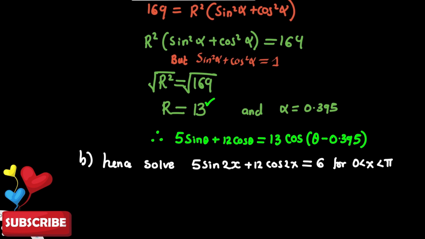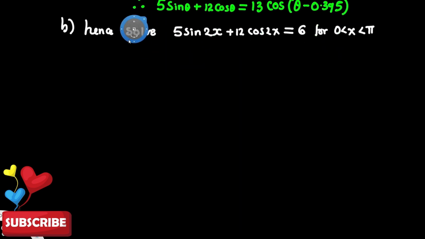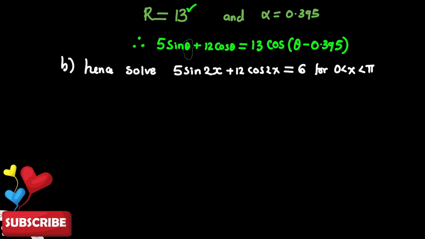All right, so let us move on and see what we are expected to do here. So we can write this equation on the left hand side in part B. 5 sine 2x plus 12 cos 2x can be replaced with whatever we had obtained in the previous question, but theta will be replaced with 2x. All right, so meaning we can write this expression as 13 cos. Instead of theta, we're going to write 2x minus 0.395 is equal to 6.